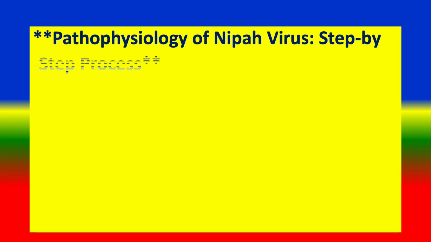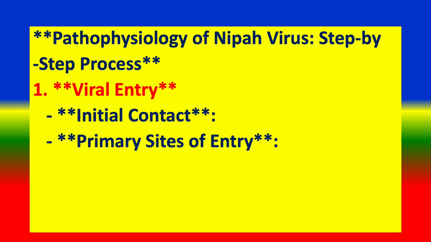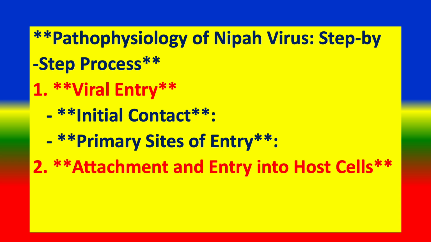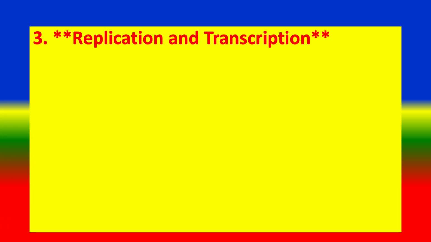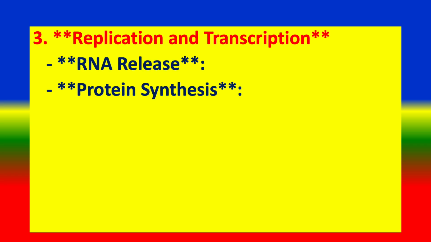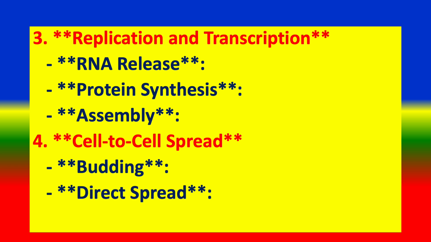Pathophysiology of Nipah virus, step-by-step process. 1. Viral entry: initial contact, primary sites of entry, attachment and entry into host cells. 2. Cellular receptors, membrane fusion. 3. Replication and transcription: RNA release, protein synthesis, assembly. 4. Cell-to-cell spread: budding and direct spread.